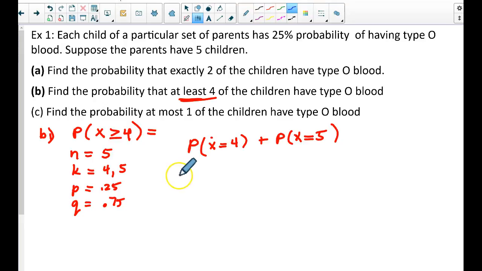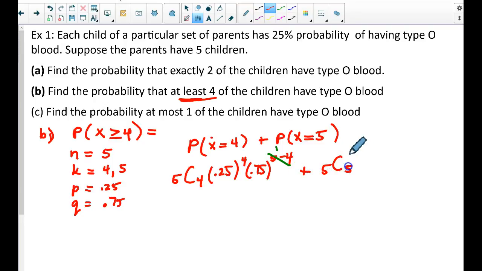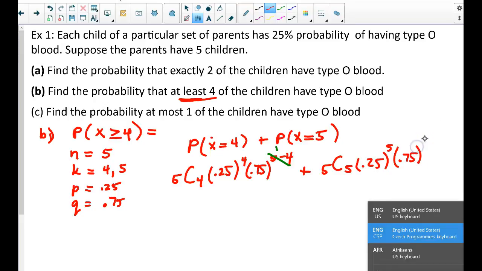And so now we're going to fill in the formula. So it's going to be 5C4, 0.25, that's your P, raised to the 4th, 0.75, that's your Q, to the 5 minus 4, which we know in this case is 1, plus, it's going to be 5C5, K is now 5, 0.25 to the 5th, and 0.75 to the 0.